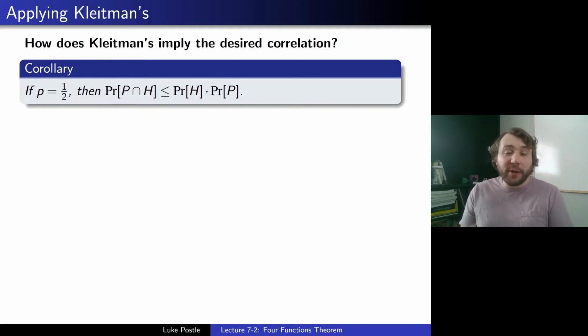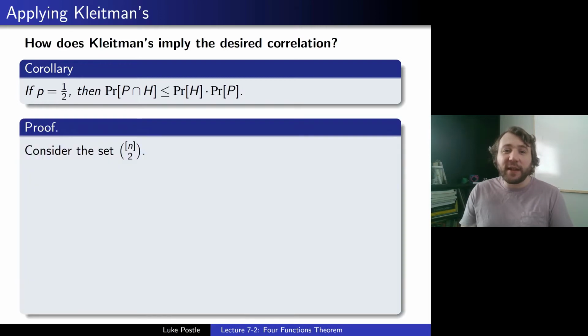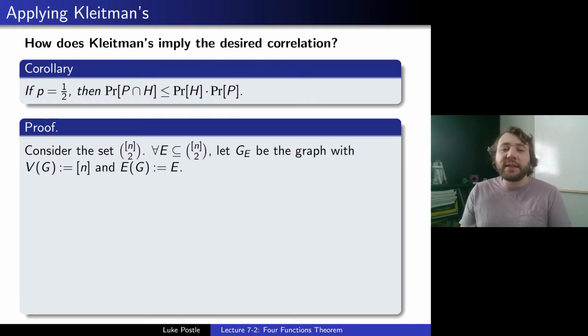So you might want to go ahead and do it yourself and stop for a moment, but it's rather straightforward. The trick is you consider the set [n] choose 2, so you think of all the pairs from 1 up to n. And this, of course, leads to the Erdős–Rényi model. So you think of these as edges. For every E, a subset of these pairs, you can create a graph G_E with vertices 1 up to n and edges being the set E.